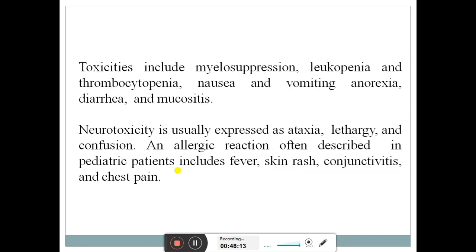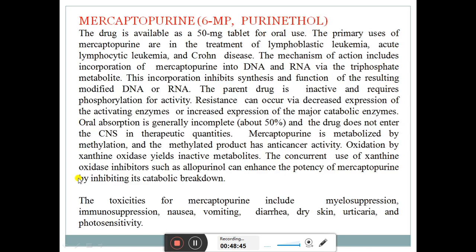The toxicities include myelosuppression, leukopenia, thrombocytopenia, nausea, vomiting, anorexia, diarrhea, mucositis. The neurotoxicity is usually expressed as ataxia, lethargy, confusion, and allergic reactions often described in pediatric patients include fever, skin rashes, conjunctivitis, and chest pain.